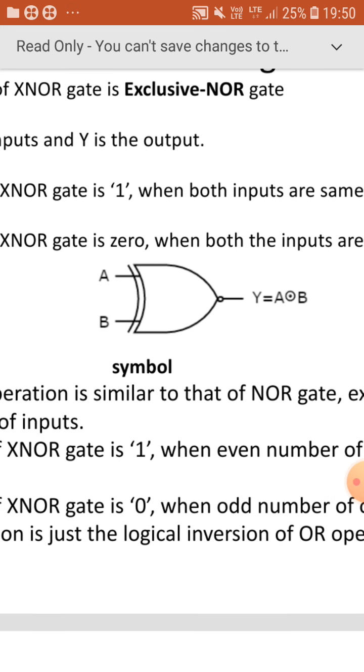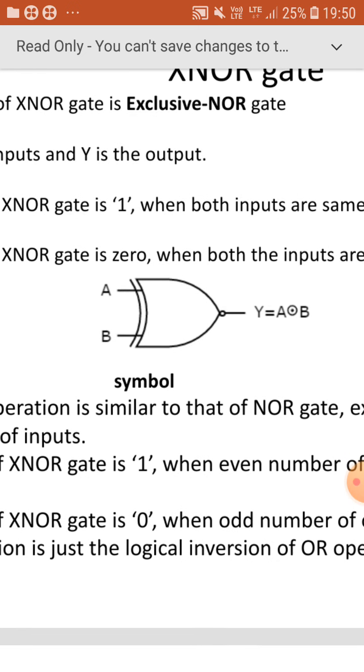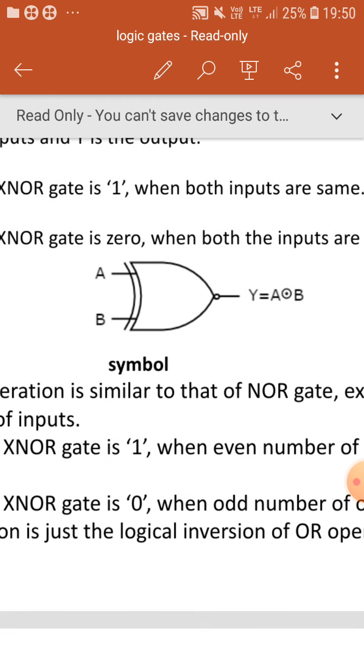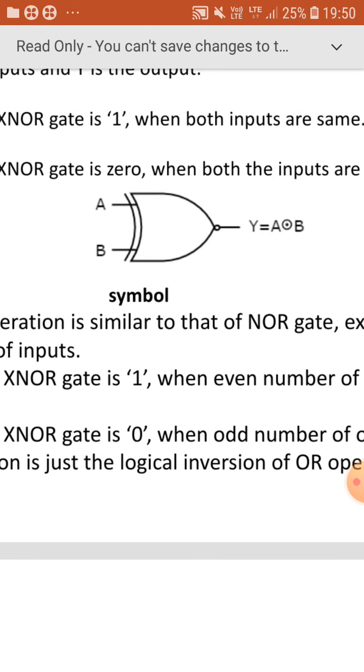If you take more than two input XNOR gate, if odd number of inputs are 1, then the output will be 0. If even number of inputs are 1, then the output will be 1.